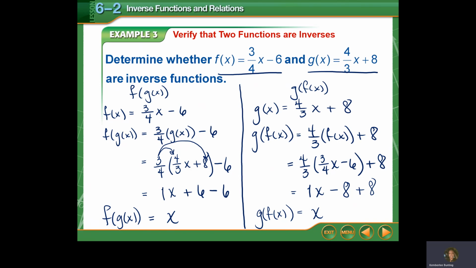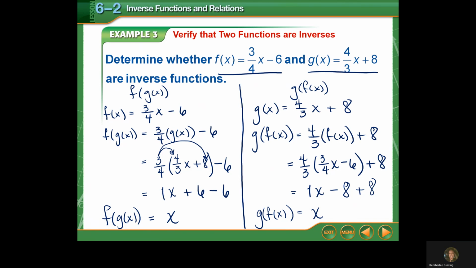Questions, concerns, issues? Inside the parentheses, every situation will be different, but you just do what the numbers tell you to do. So if you have a number on the outside of the parentheses, you would have to distribute in this case. But I'll never say it'll always be this way because it won't. You would say that they're not inverses of each other. If they end up being anything else other than x, they're not inverses of each other. Okay?